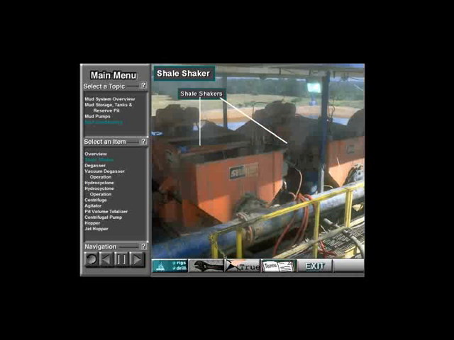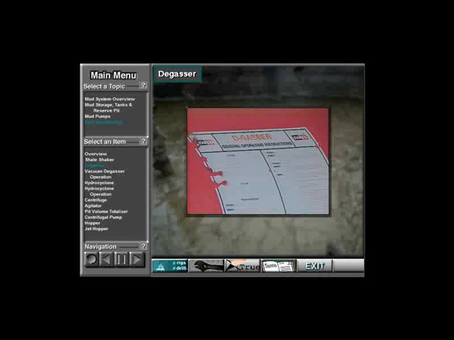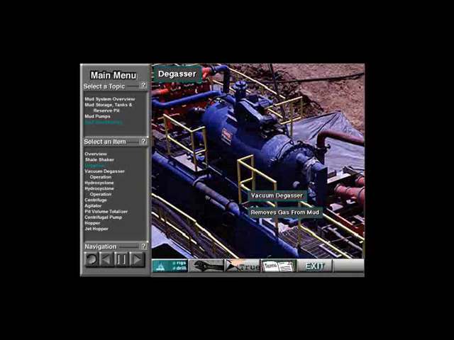Shale shakers look simple. In fact, though, manufacturers carefully design them to make the screens vibrate in a very controlled way. Sometimes, the crew sends mud through a vacuum degasser. The degasser removes gas from the mud.